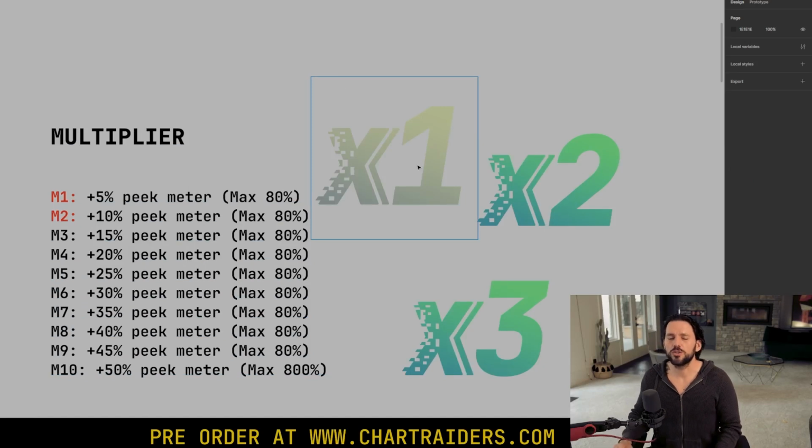So multipliers work like so. Every time you take a positive trade that's above a certain percentage, you get a multiplier. Your multiplier stack: the first trade, you get a 1x. The second trade, you get a 2x. The third positive trade in a row, you get a 3x. If you take a negative trade, you lose these multipliers.